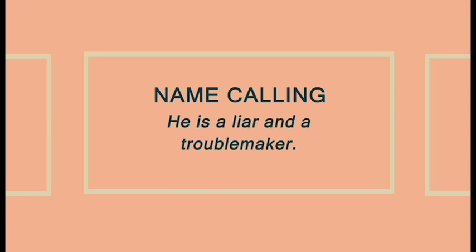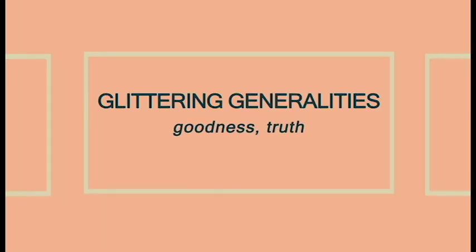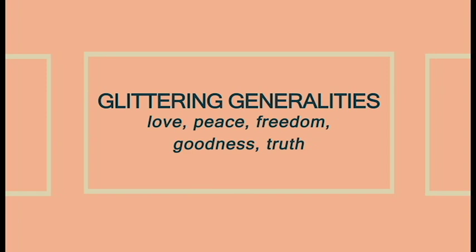The following is a list of some propaganda techniques. Name-calling, accusing or denouncing an individual by using a widely disapproved label. Example, he is a liar and a troublemaker. Glittering generalities. Vague and misleading general terms used when referring to particular persons or things in order to avoid distasteful details about them. Examples, love, peace, freedom, goodness, truth.